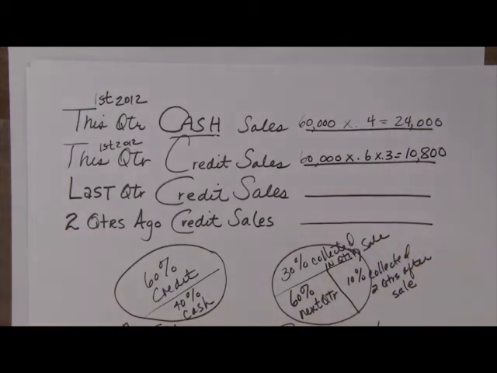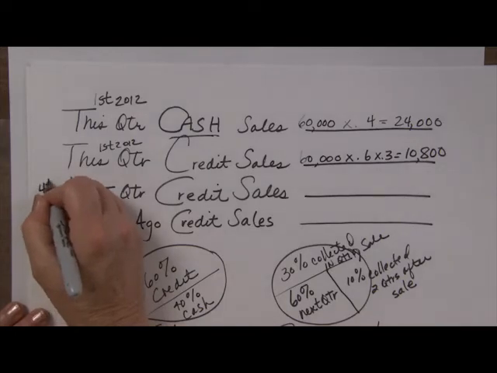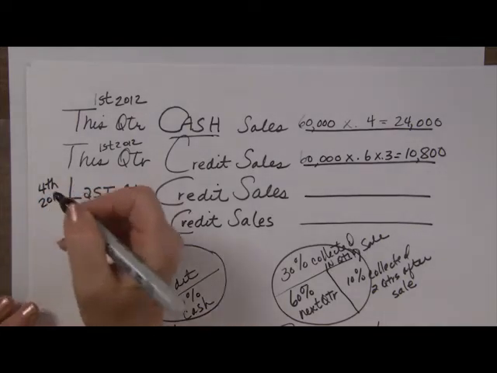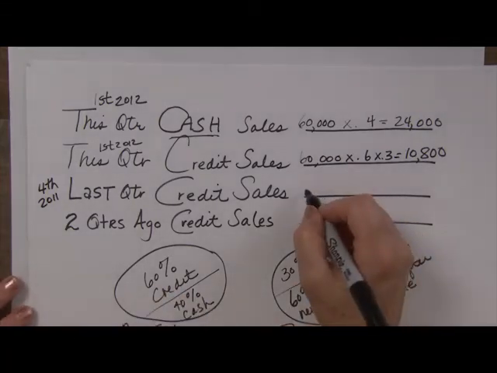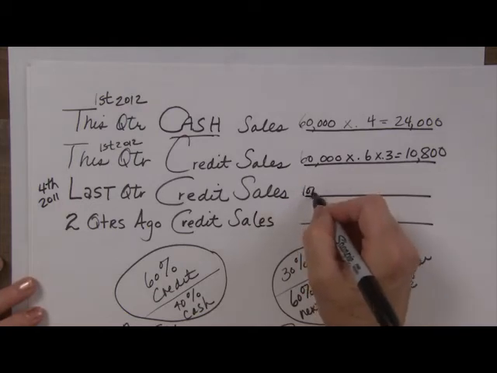Now let's think about that. We're looking at the first quarter of 2012, and we've looked at what was sold this particular quarter. But we're going to have to back up to last quarter, which would be the fourth quarter of 2011. And that information is given to us as well. It says in that quarter, we had sales of 100,000.